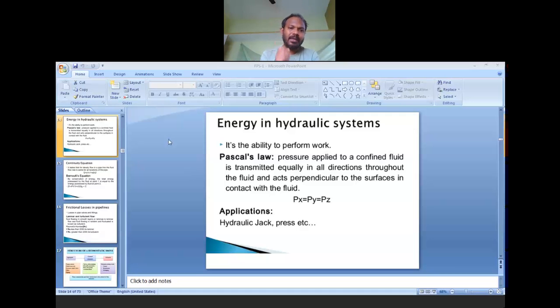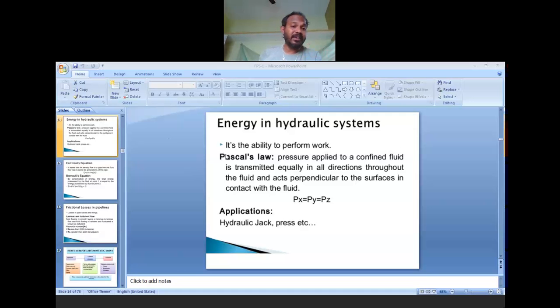Now, the pneumatic and hydraulic systems completely work on the basic principle of Pascal's law. Now he has given examples: hydraulic jack, hydraulic press. Hydraulic jack, you must be knowing it. A hydraulic press is what you see when they lift ambulances. That is nothing but a hydraulic jack, hydraulic press. Is that clear? Pascal's law has a wonderful application.